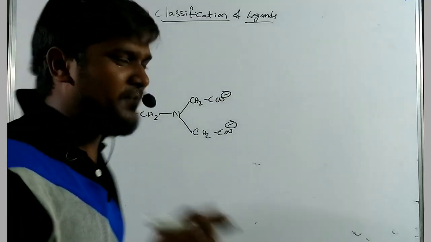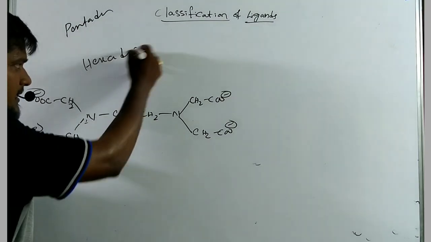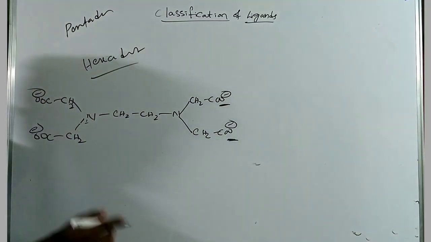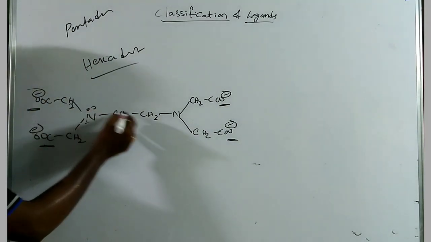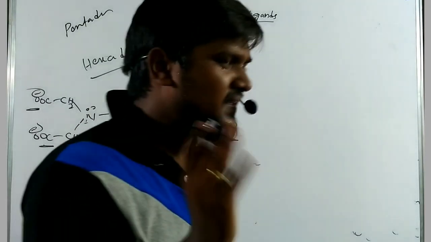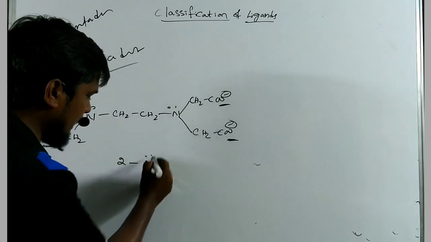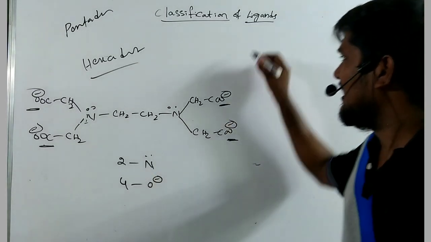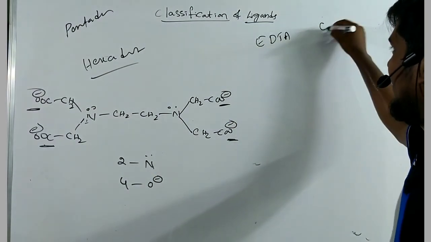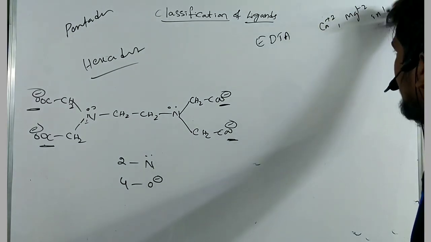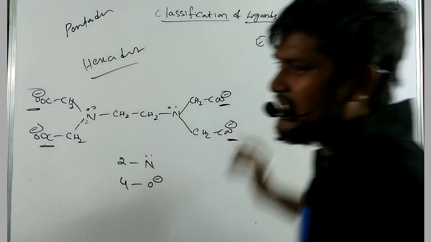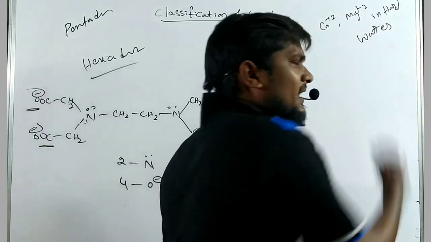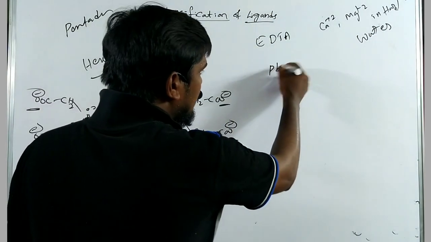Now hexadentate means it has six donor atoms. Where are the six donor atoms? Here one oxygen atom, another oxygen atom, second, third, fourth, fifth one is a nitrogen atom, sixth one also a nitrogen atom. Here six donor atoms are present, two neutral nitrogen atoms and four negatively charged oxygen atoms. So generally EDTA traps calcium 2+ or magnesium 2+ in hard water. Again, it is also available in lead EDTA complex.